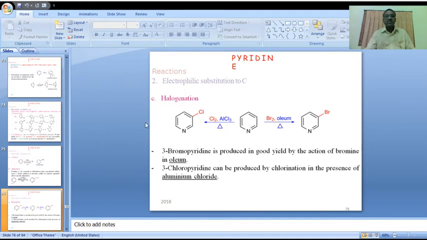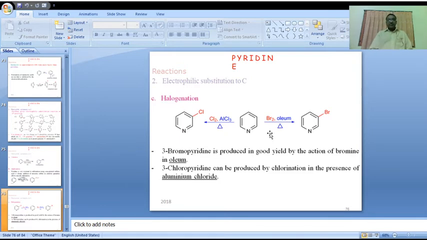Pyridine on reaction with chlorine gives 3-chloropyridine. Pyridine on reaction with bromine will give 3-bromopyridine. 3-bromopyridine is produced in good yield by the action of bromine in presence of oleum. This is the right side. We are representing this bromine in presence of oleum. Heat the reaction mixture, we are getting 3-bromopyridine.